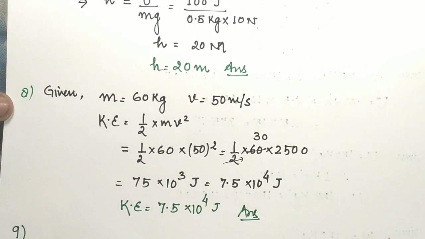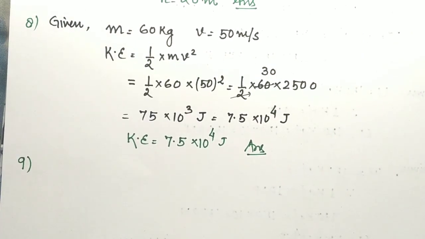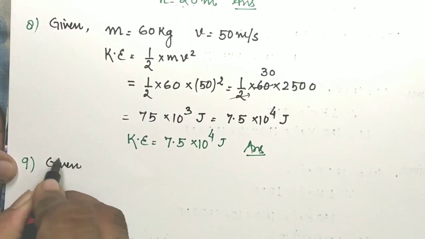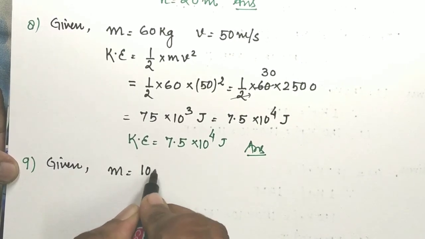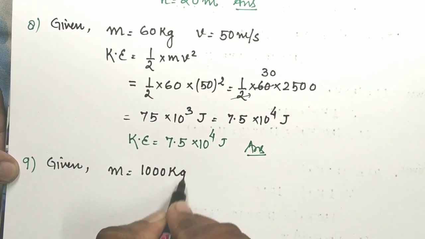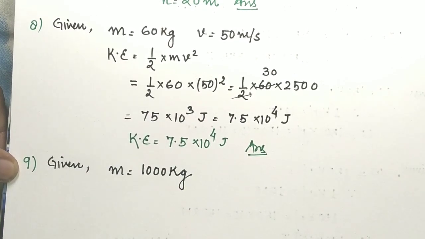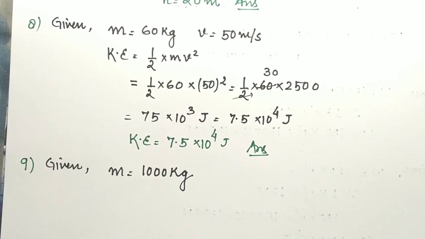Now proceeding toward numerical number 9. What does the question say? A truck of mass 100 kg. Here, what is given? The mass of the truck is 1000 kg, not 100. The mass of the truck is 1000 kg, and it increases its speed from 30 km per hour to 72 km per hour. It means that its initial velocity was different, now its final velocity is different. Find the increase in its kinetic energy.